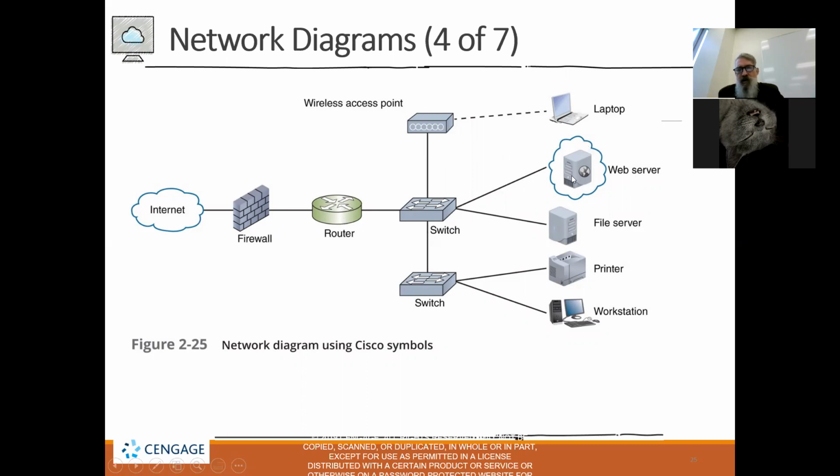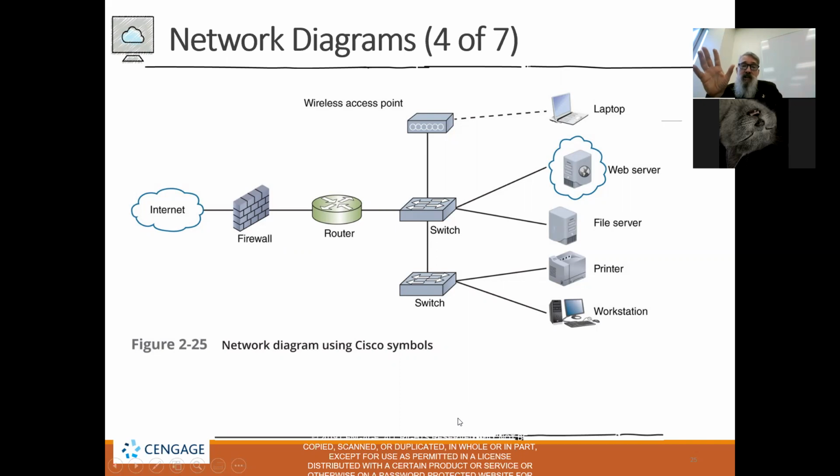Laptop, web server, file server. You see the servers look similar, but they are slightly different. Switch is a sort of rectangle with the arrows going out. Router looks like, they say, a hockey puck. You guys might not be familiar with a hockey puck, but notice that you've got 2 arrows going out, 2 arrows going in. That's a router. Firewall, cloud. Yeah, so these symbols, you need to be able to use these.